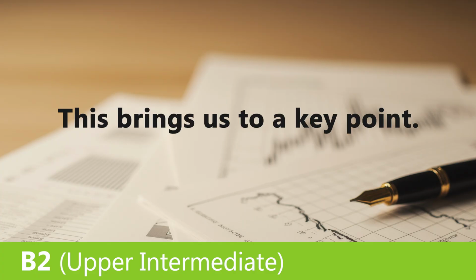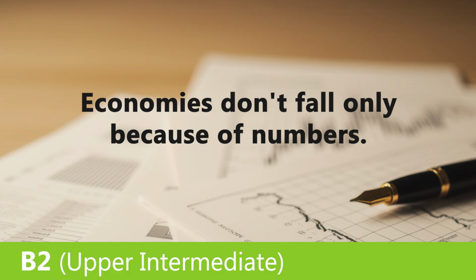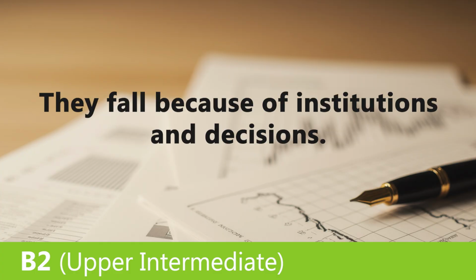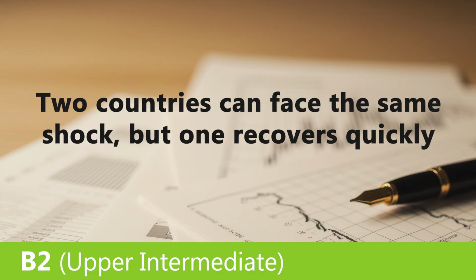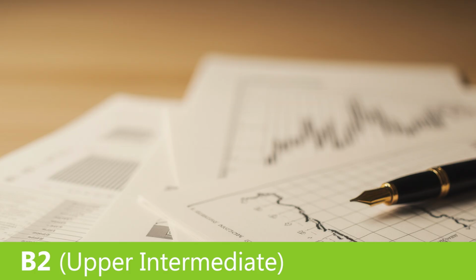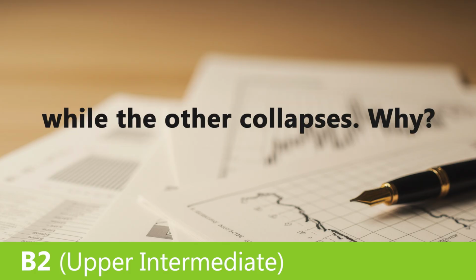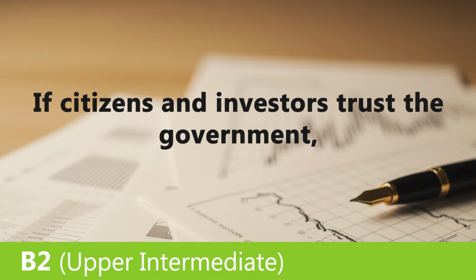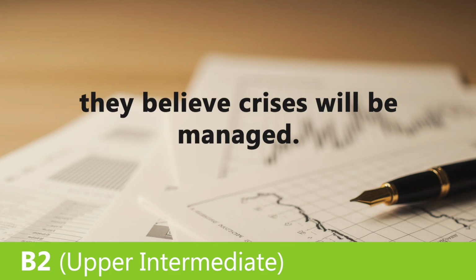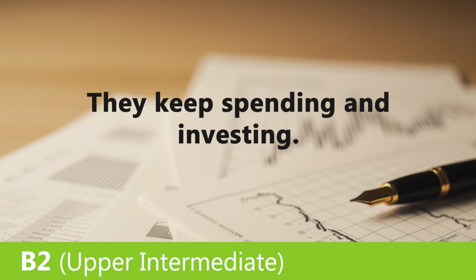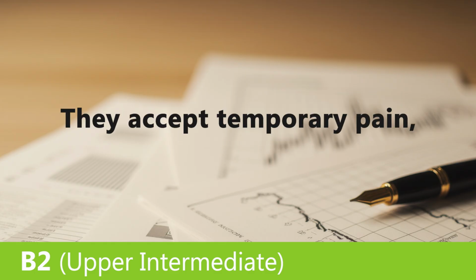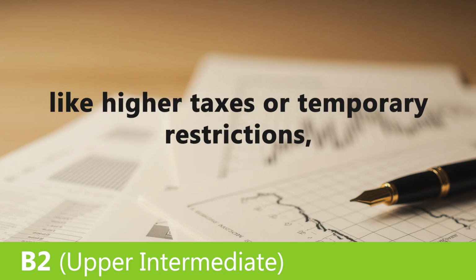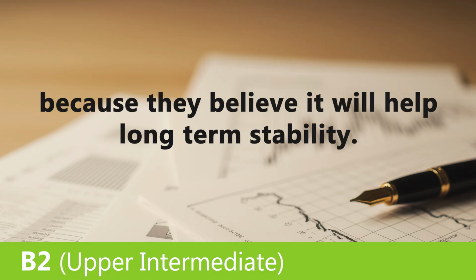This brings us to a key point. Economies don't fall only because of numbers. They fall because of institutions and decisions. Two countries can face the same shock, but one recovers quickly while the other collapses. Why? A big difference is trust. If citizens and investors trust the government, they believe crises will be managed. They keep spending and investing. They accept temporary pain, like higher taxes or temporary restrictions, because they believe it will help long-term stability.